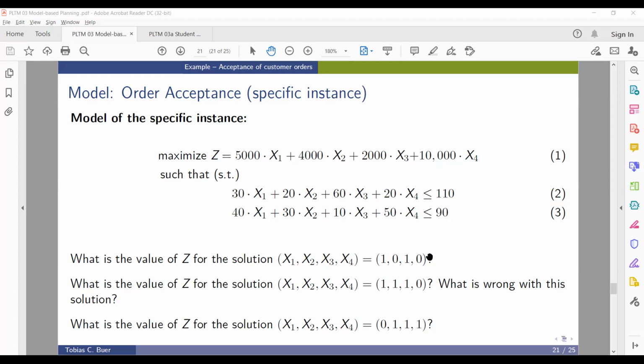Now, what does it mean? What is the meaning of this solution? What is the practical meaning of this solution? Which orders are now accepted and which are rejected?